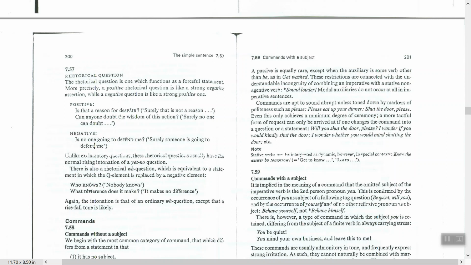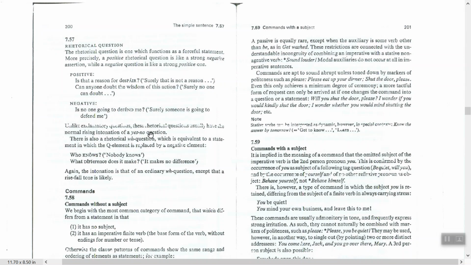Okay. Is no one. And you know, with rhetorical questions, the question is not in need of an answer. It is clear from the question. The meaning is clear. When you say, is no one going to defend me? The question is negative, but the meaning is positive. Surely someone is going to defend me. Is no one going to defend me? Surely someone is going to defend me. These are two types.